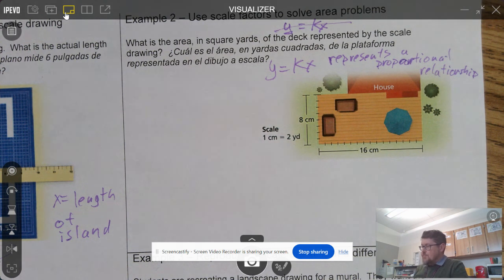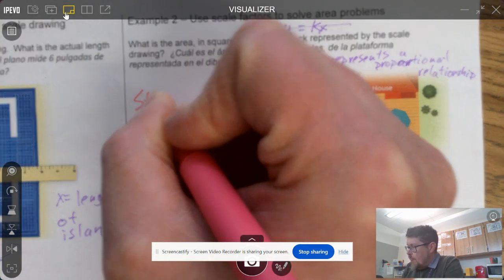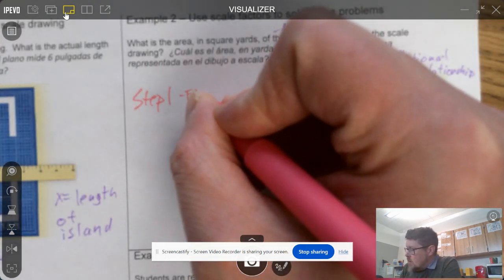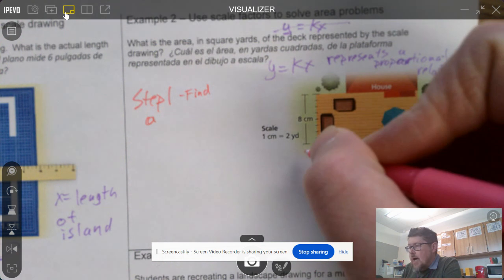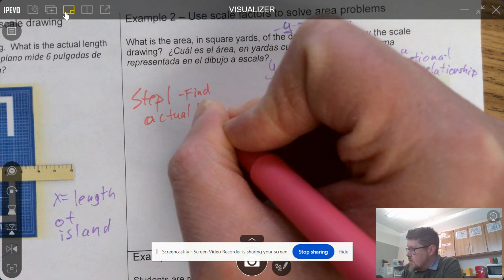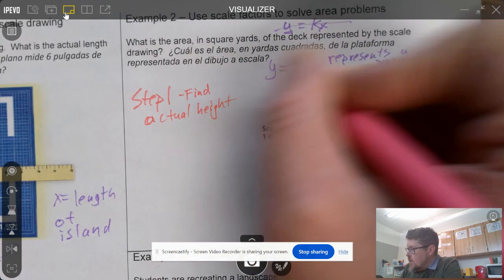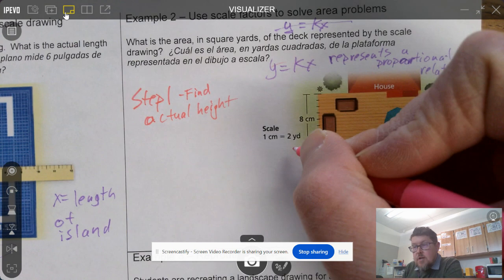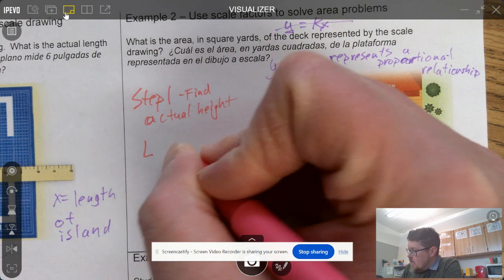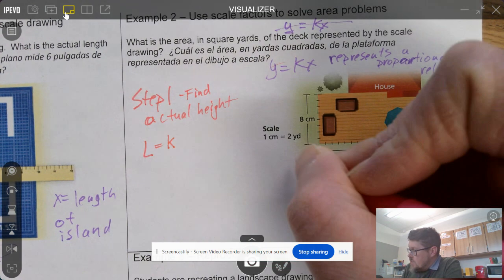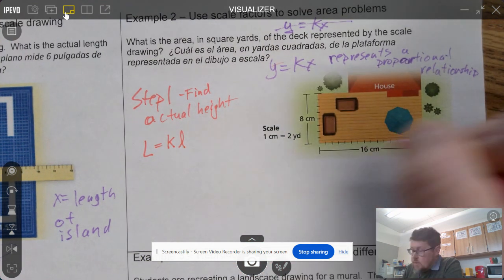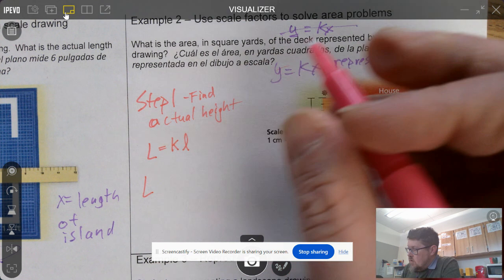Step one, we find the actual height of the deck, or height on the drawing is represented by this. So find the actual height. Okay, now we're going to plug it in here. That K is going to be the scale. So we're going to be multiplying by 2. Okay, so we're going to have the actual length as that big L equal to the scale factor, which is that 2 multiplied by the little l, the original length right here. Okay, so it's going to be the big L, the actual height.